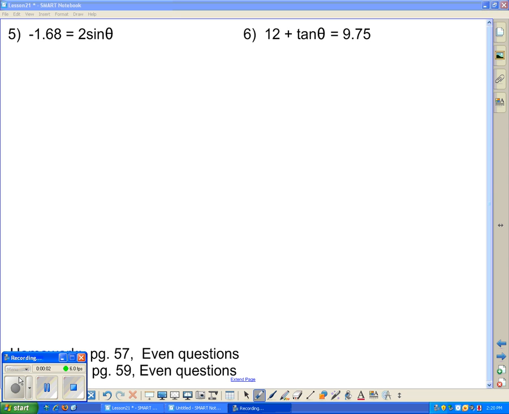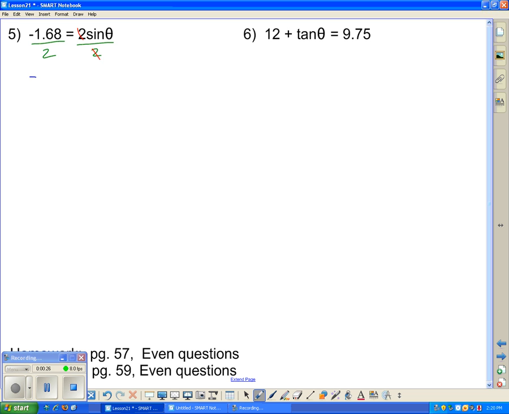All right, finishing up our last two examples here. Negative 1.68 equals 2 sine theta. So again, you want to divide both sides. You need to get the trig function by itself and divide both sides by 2. When you're doing that inverse operation, that's why we isolate for sine theta. So the negative 1.68 divided by 2.